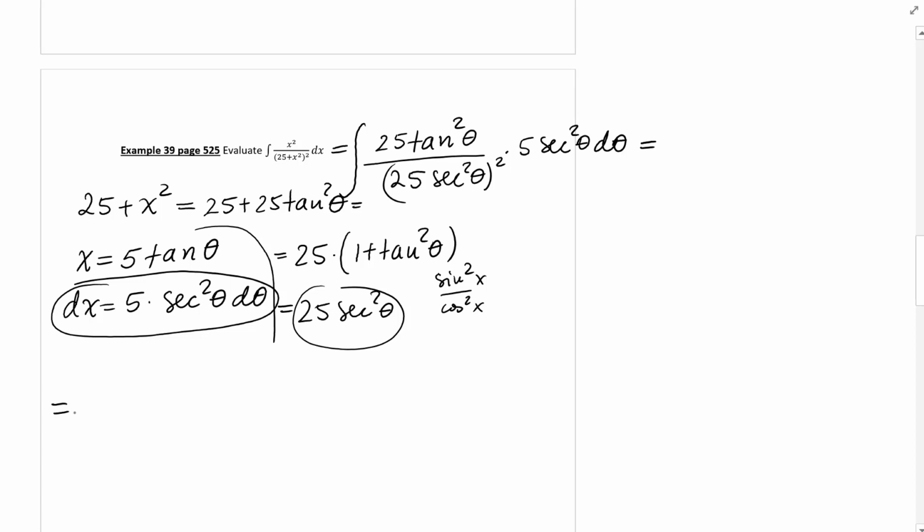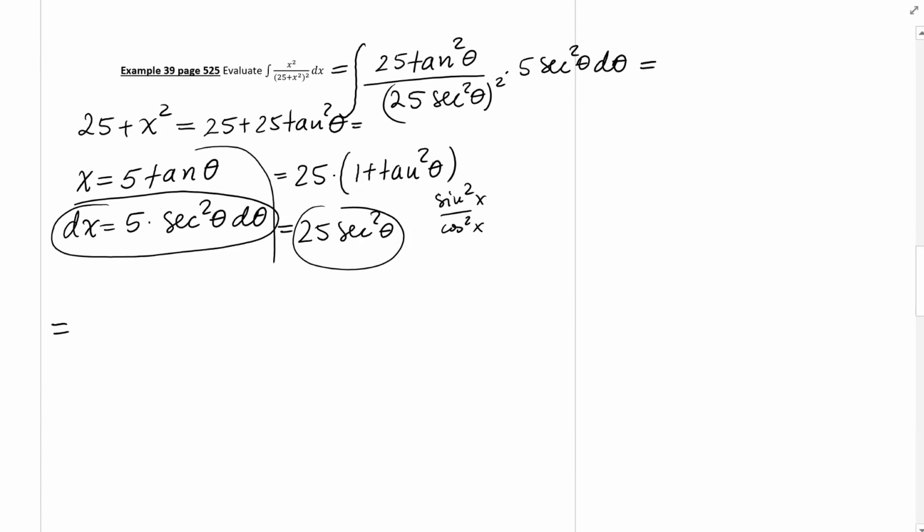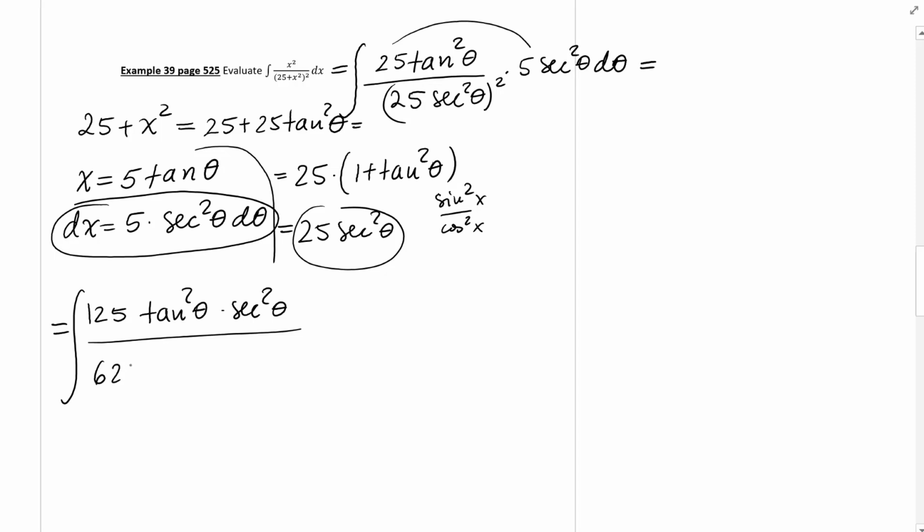So how do we compute this? Well, 25 times 5, it's the integral of 125 tangent squared of theta times secant squared of theta over 25 to the second, it's 625 secant squared of theta times secant squared of theta. I just wrote it like that. I could have written secant to the fourth, but I want to cancel them like this. This one cancels with this.